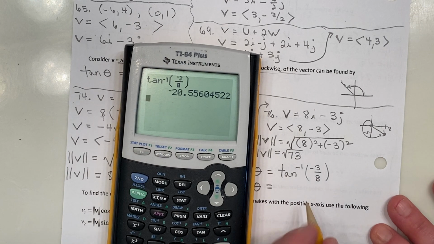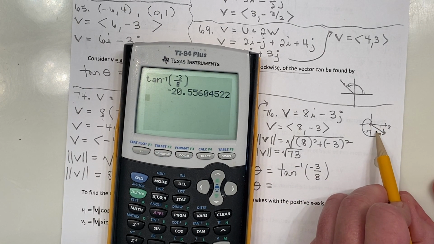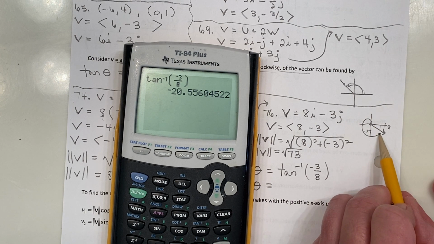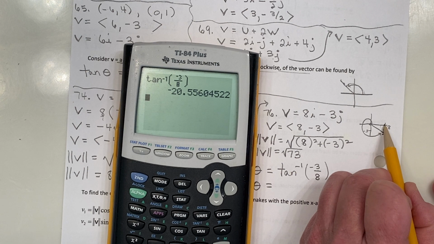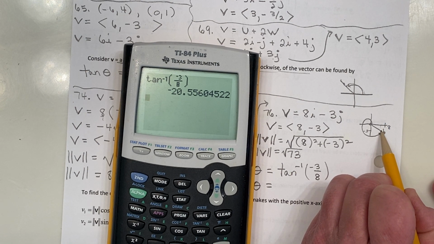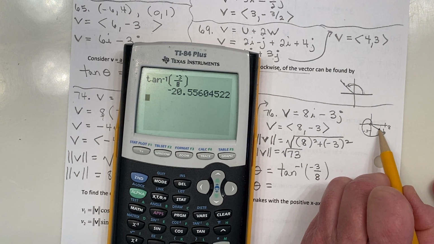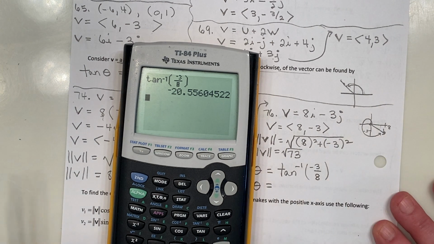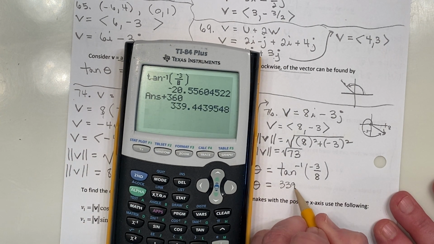Okay, so this measure is -20, but that's not what I want. I want a positive measure, because counterclockwise means positive. So -20 would actually be when you fall down clockwise. So let's add 360 to this -20, so it'll give us the proper angle we want. So plus 360. So theta is going to be 339 degrees.